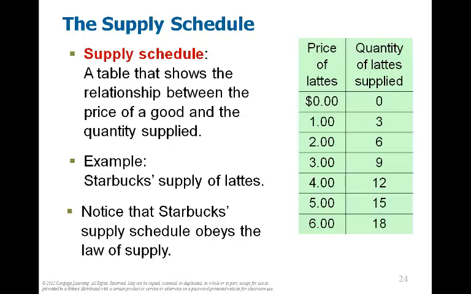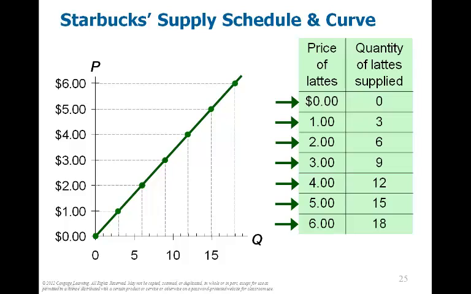So just like we had a demand schedule for lattes, we could also build a supply schedule. A supply schedule just shows the relationship between different hypothetical prices and the quantity of a good that suppliers will produce. So for example, Starbucks' supply of lattes, and notice that the higher the price, the more that they would be willing to sell. And just as before, each one of these sets of prices and quantities constitutes a different point along the supply curve for the product.